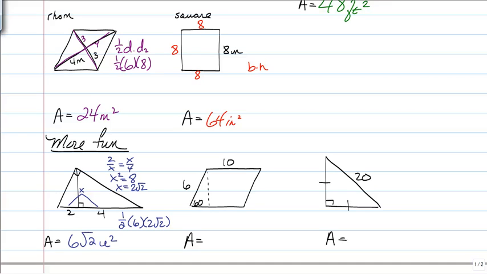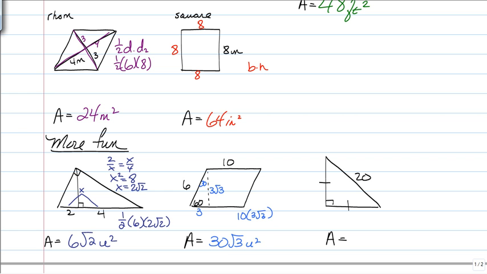Okay? And this next one, you were not given the height. However, we do know a little something about 30, 60, 90 triangles. So if this is 30 and this is your 2s side, this would be your 3, and the height would be 3 root 3. So now you have a base of 10, a height of 3 root 3. So you just multiply them together and get 30 root 3 units squared.